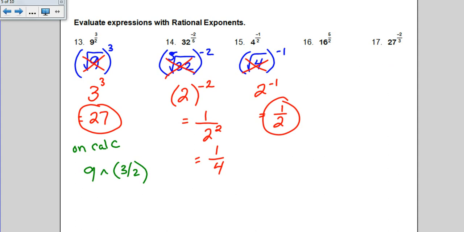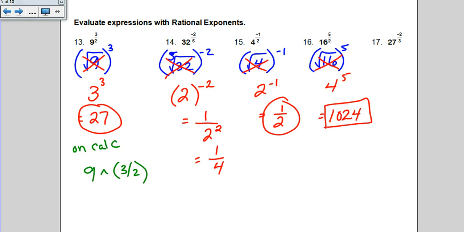Okay, here on number 16, we've got the square root of 16, and I'm going to take the fifth power on the outside. Well, I think you know what the square root of 16 is. That's a 4. And then here at this point, if you have to use your calculator to figure out what 4 to the fifth power is, that's fine, because frankly I don't even know that. So if I try that on my calculator, I get 1024.